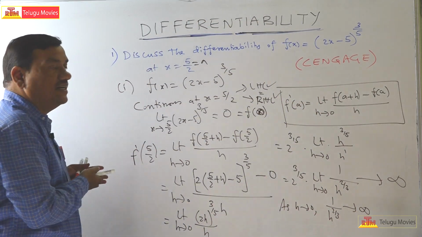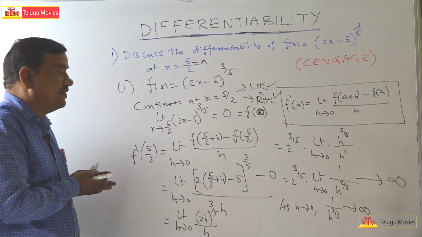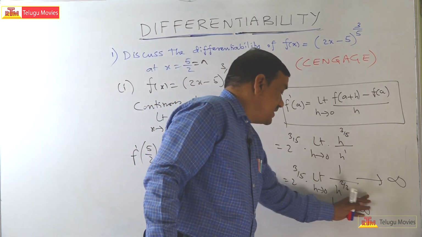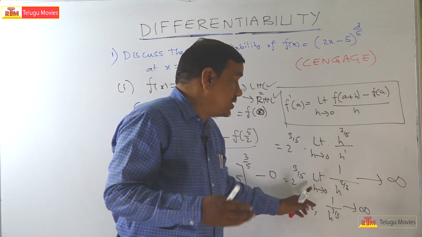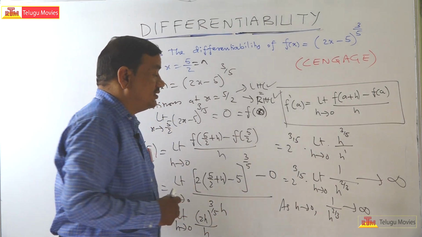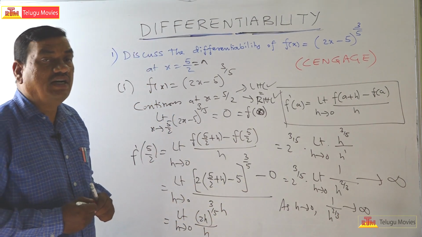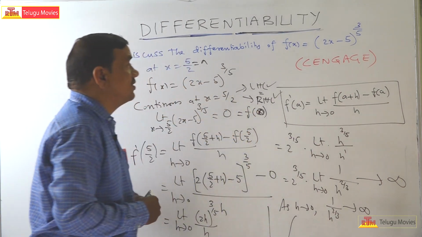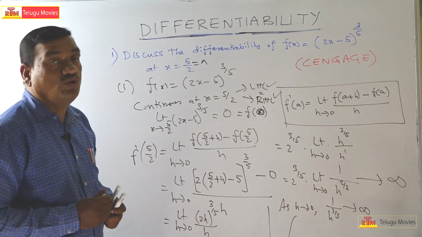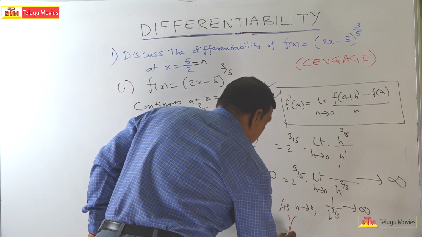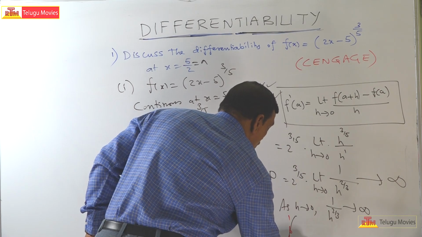That is the right hand side derivative I have found out. Right hand side derivative or left hand side derivative, whatever it may be, both you will get, as h tends to 0 plus or h tends to 0 minus, the value tends to infinity. That means what? For this curve, 2x minus 5 whole to the power of 3 by 5, you will get a vertical tangent at x equal to 5 by 2.